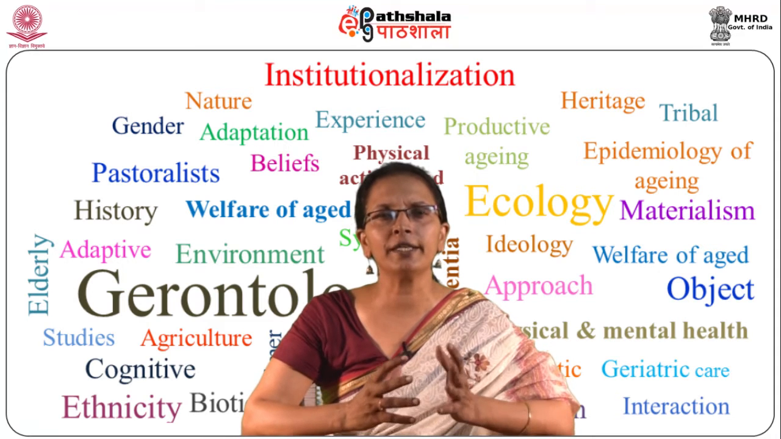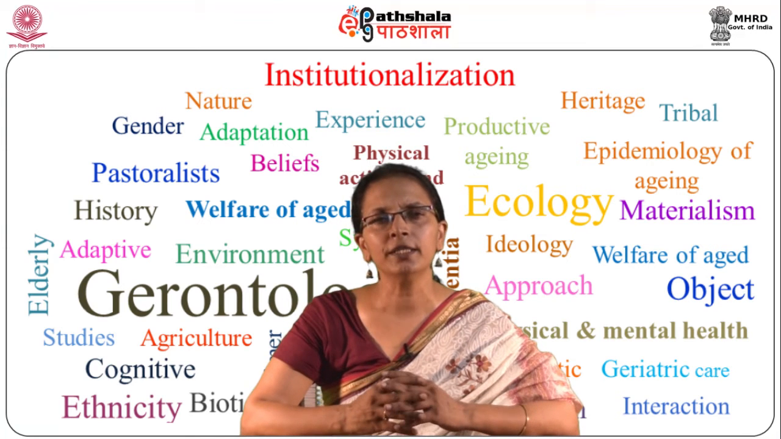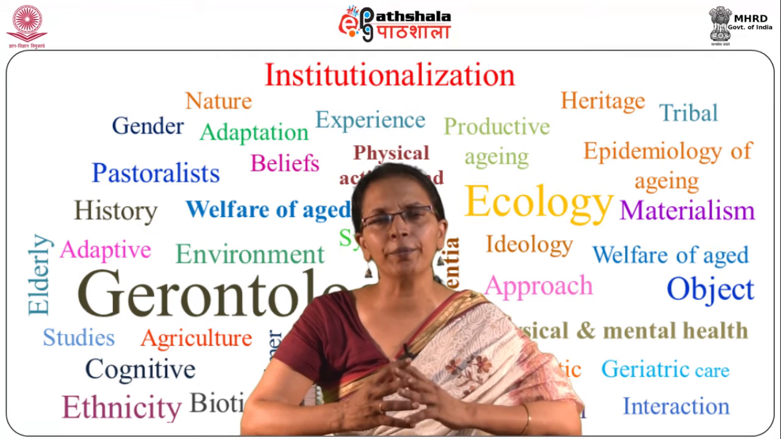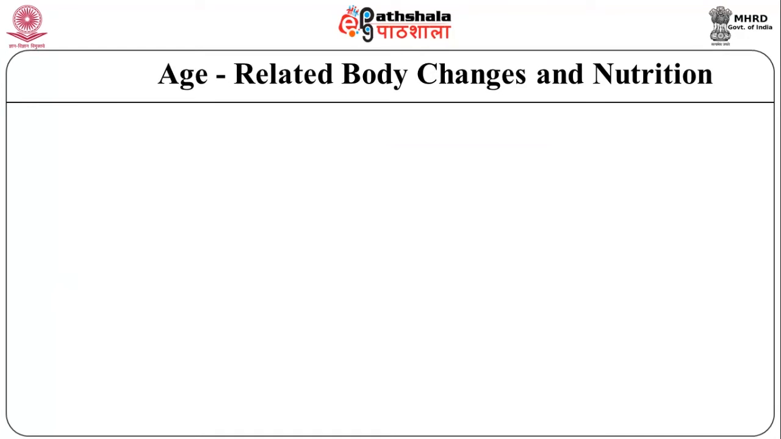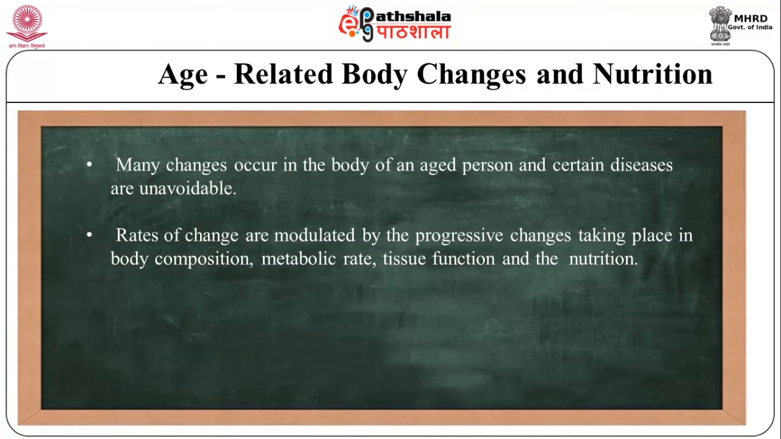Thirdly, the recommended dietary allowances of the elderly person could not be met due to less consumption of diet as they grow old, which results in low nutrient intake to meet the requirement. There are many age-related body changes along with nutrition. Many changes occur in the body of an aged person and certain diseases are unavoidable. The rate of the changes is modulated by the progressive changes taking place in body composition, metabolic rate, tissue functions and nutrition.